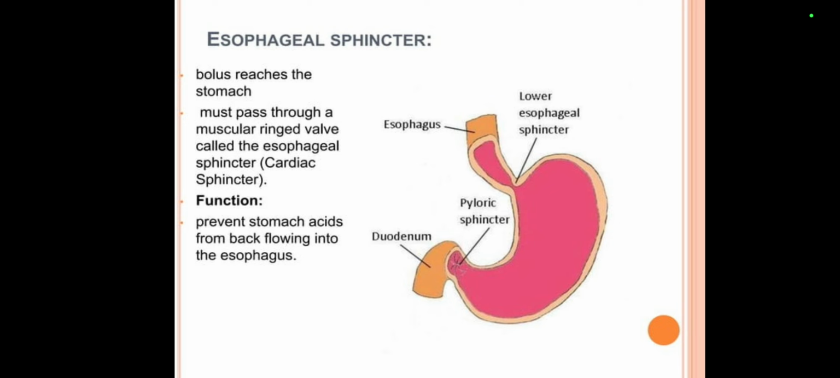So that is bolus. And the major function of the esophageal sphincter is to prevent stomach acids from backflowing into the esophagus. Why? Because it is a valve. When we say valve, it is a muscular valve that protects you from having stomach acids, because when stomach acid reaches the esophagus it will be a bad issue. Okay, so that would be the esophageal sphincter.